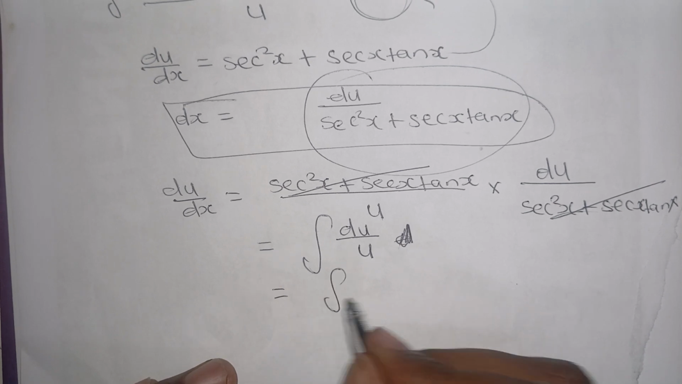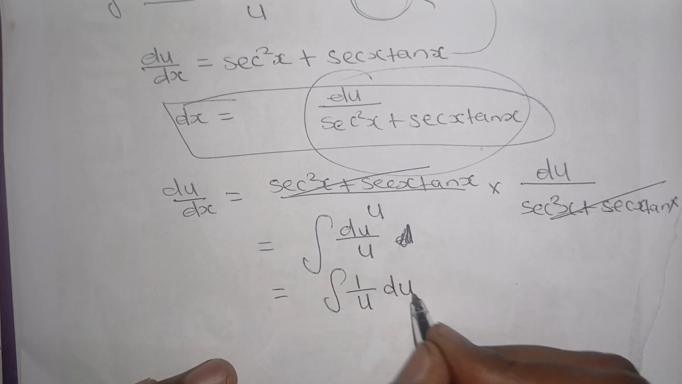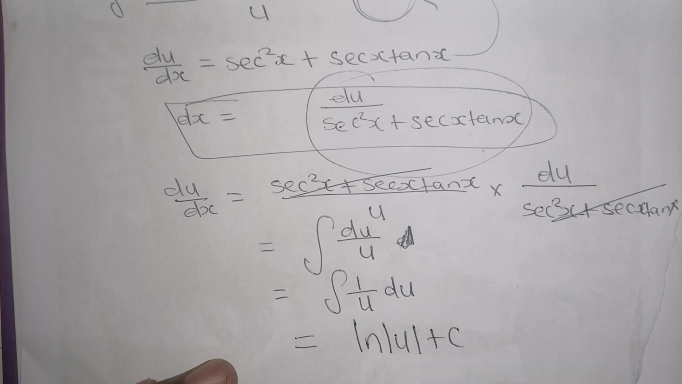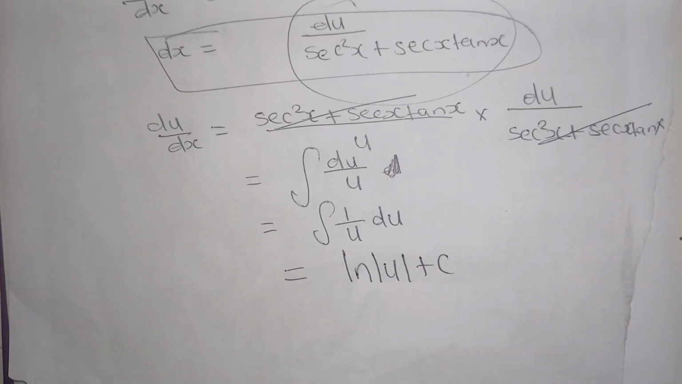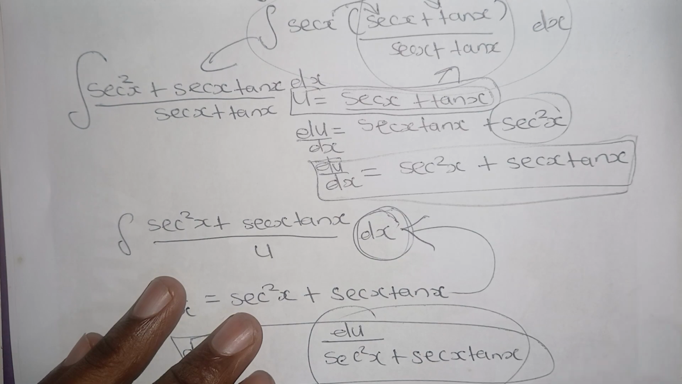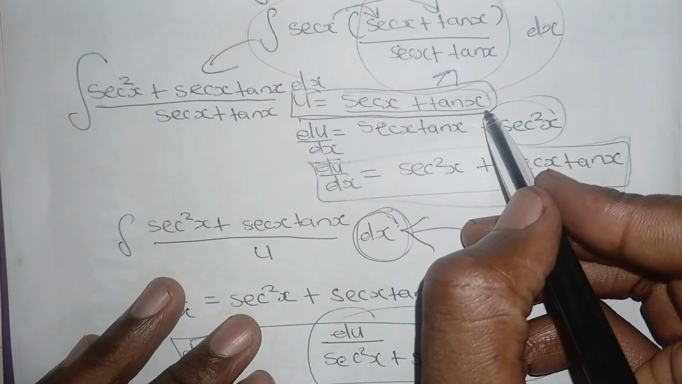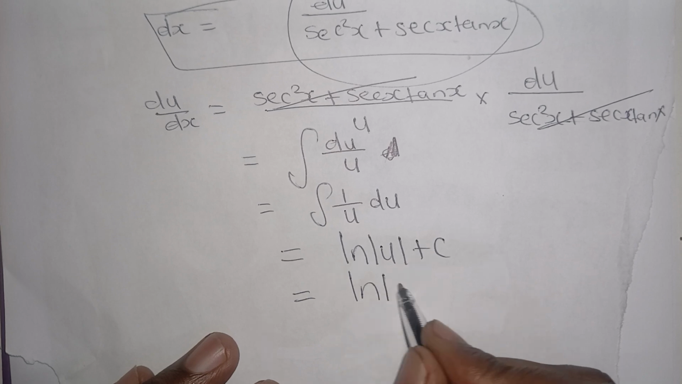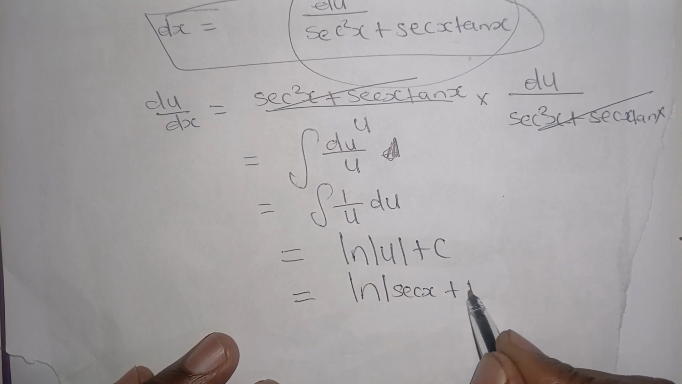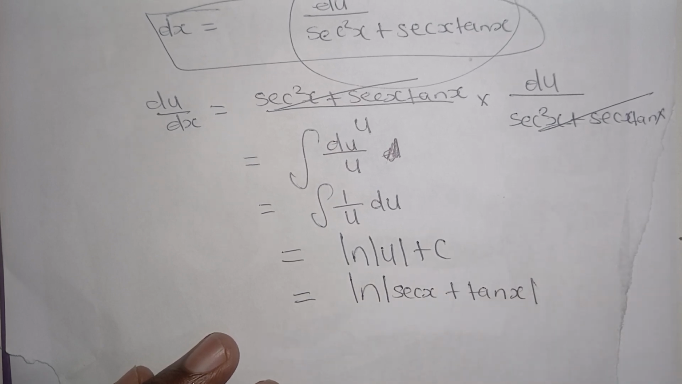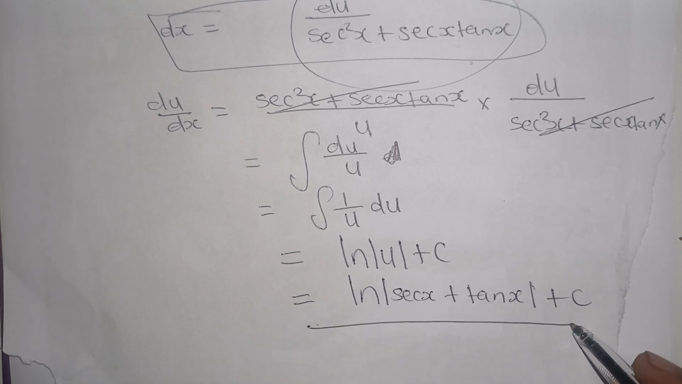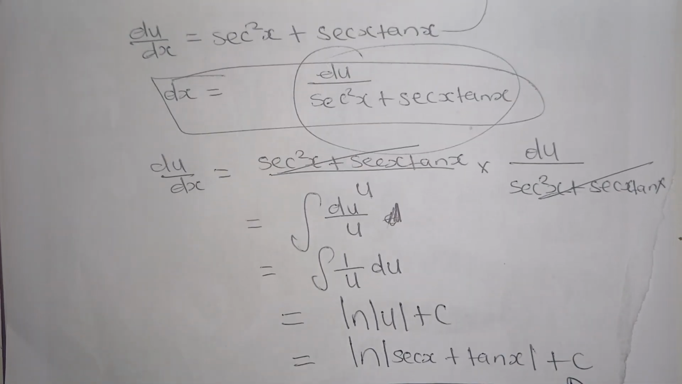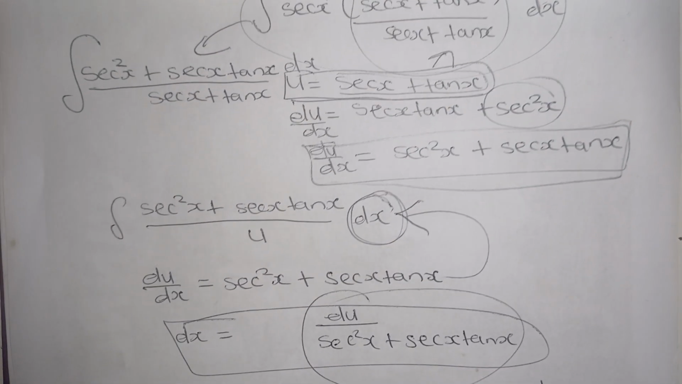So basically we have 1 over u du, which is going to be ln of u plus c, right? So what is it that is our u? Then our u is sec x plus tan x. So we just have to come and write ln of sec x plus tan x plus c. So this is basically the answer of the integration of sec x.